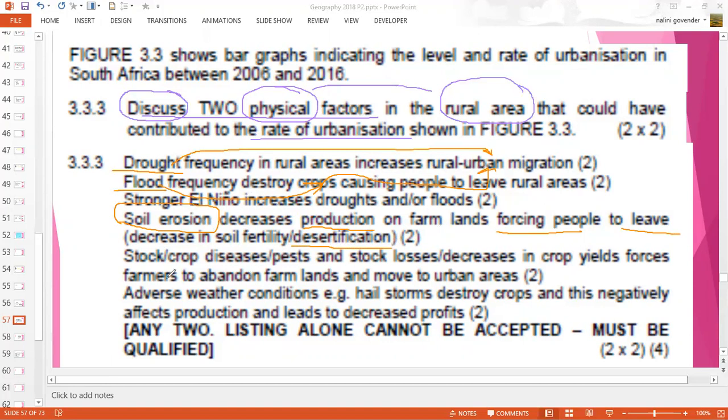All right. They've given us stock and crop diseases and pests. I'm not certain this is a physical factor. It's more a human factor, but we can speak around it here. But again, stock and crop diseases are going to decrease production. Crops will die, stock will die. But for 4 marks, you've got your physical factors. You've got plenty of physical factors that you can speak about in a question like that.